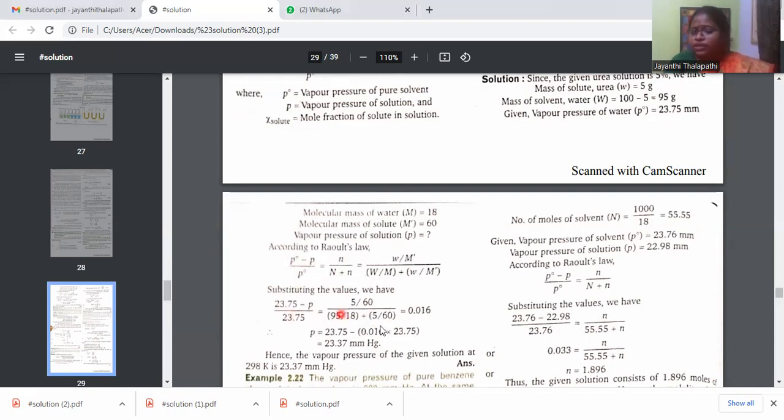So by substituting this and calculating this, you'll get the pressure P, right? So that means the vapor pressure of the given solution at 298 Kelvin is 23.37 mm mercury. Got it? Hope you understood, children.